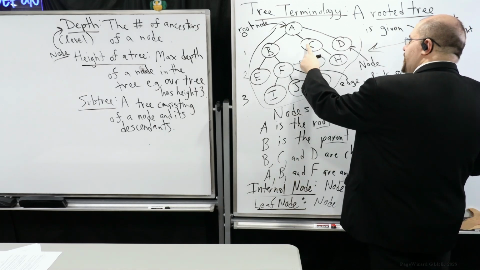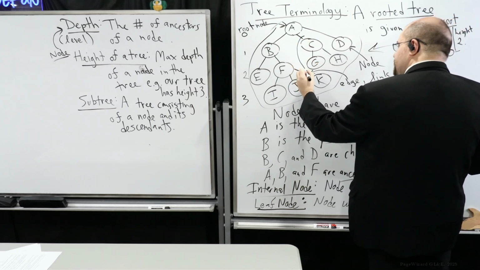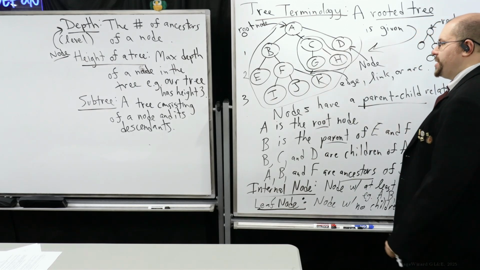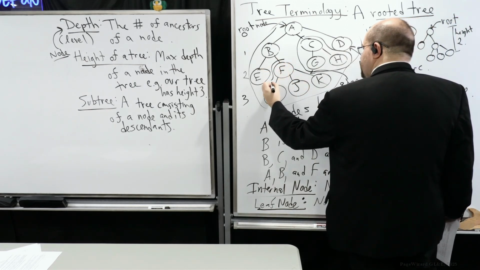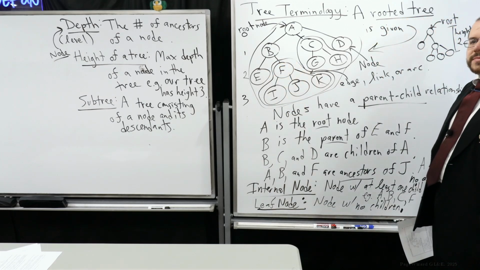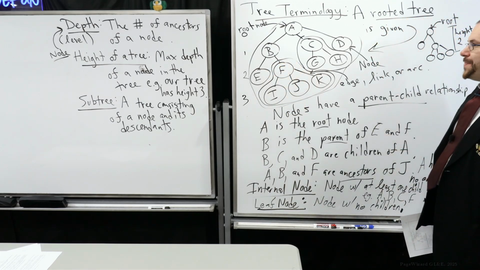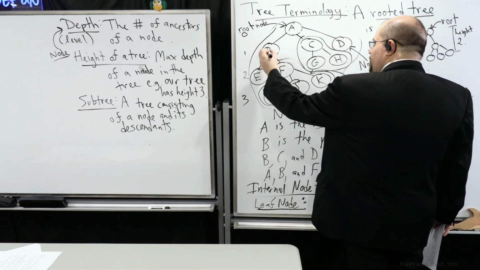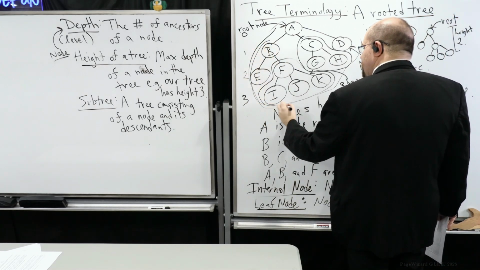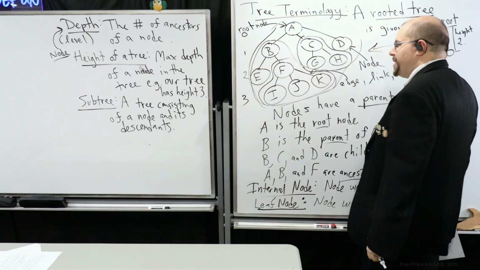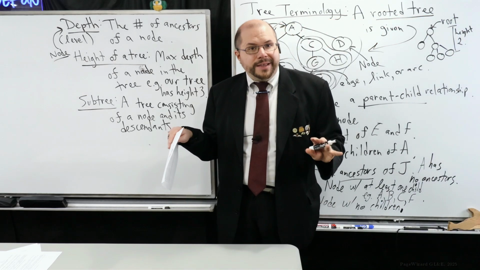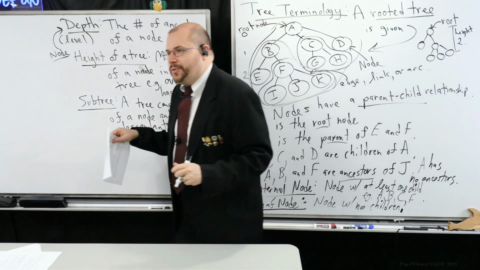The subtree of node C here is this tree. The subtree of F looks like that. It's only that part of the tree. The subtree of B would be B and its descendants, right? That's what we've defined it as. So it would look like this. Sometimes it's helpful to talk about parts of the tree. That's where the subtree definition is helpful for us, okay?